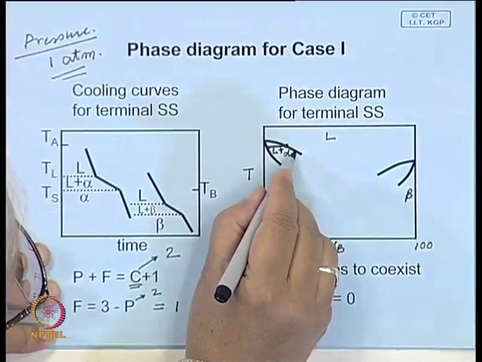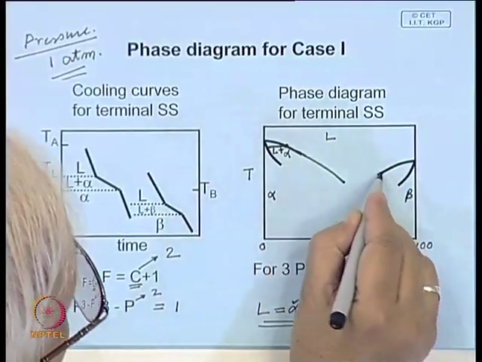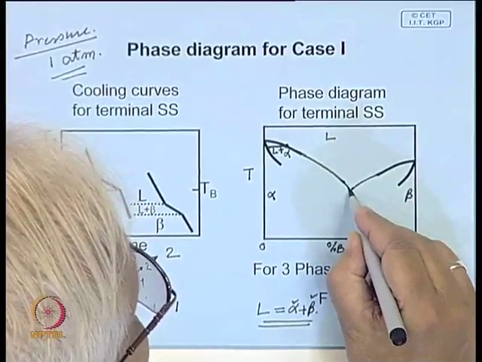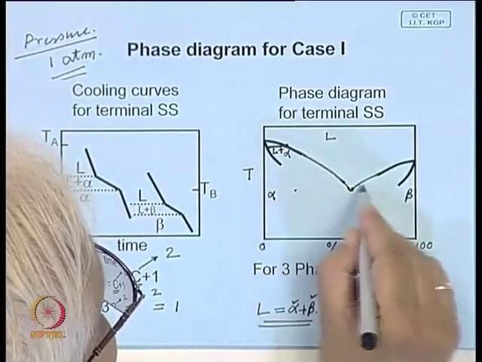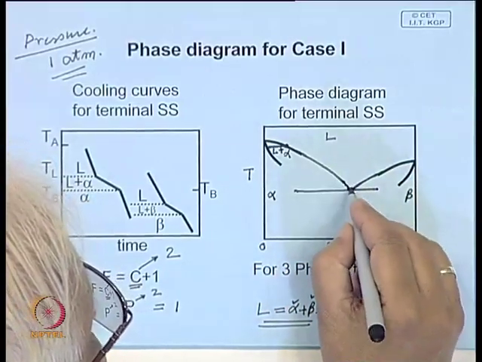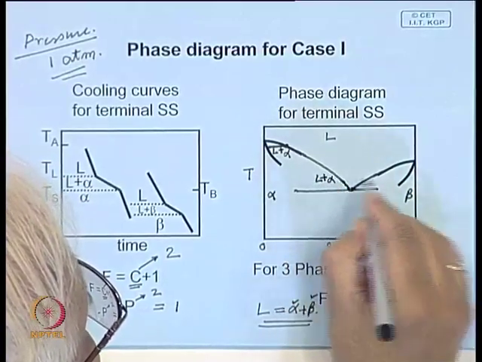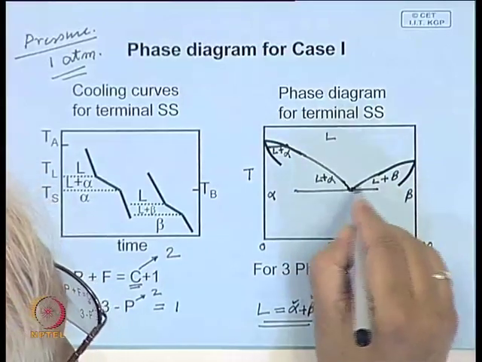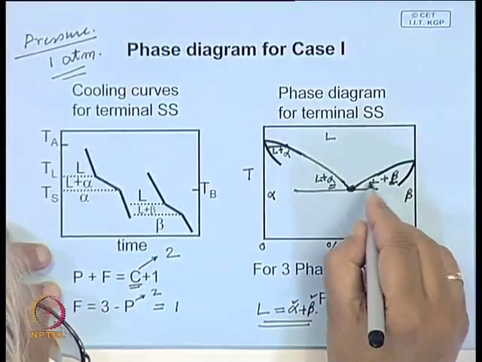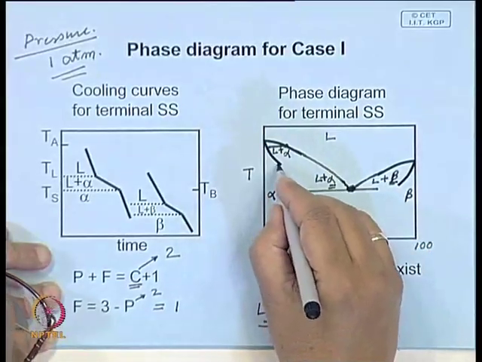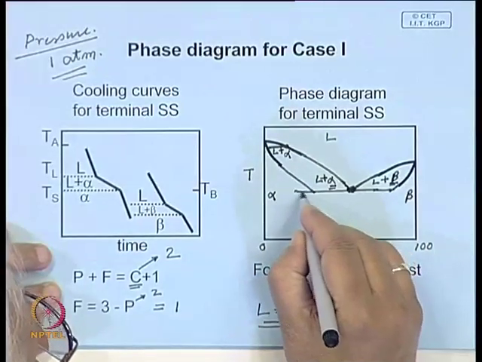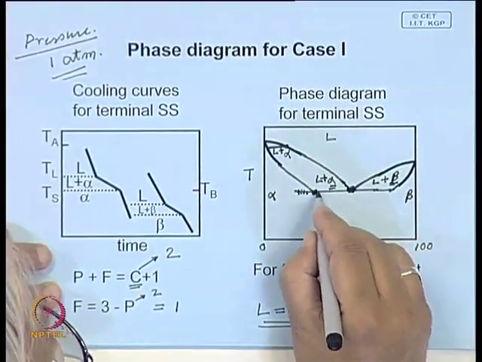Now here let us try and extend this. If you extend this, the two lines meet. This is where you have liquid plus alpha, and liquid plus beta. So this is the point where three phases, alpha, beta and liquid, are coexisting. This is where the composition of alpha and beta should be fixed. If you extend this, it meets here, and if you extend this, it meets here. So your diagram looks like this.